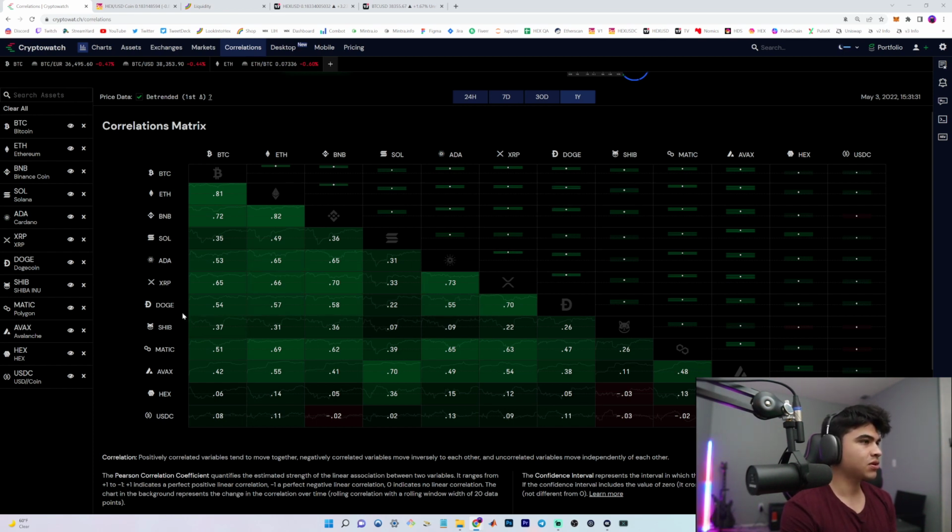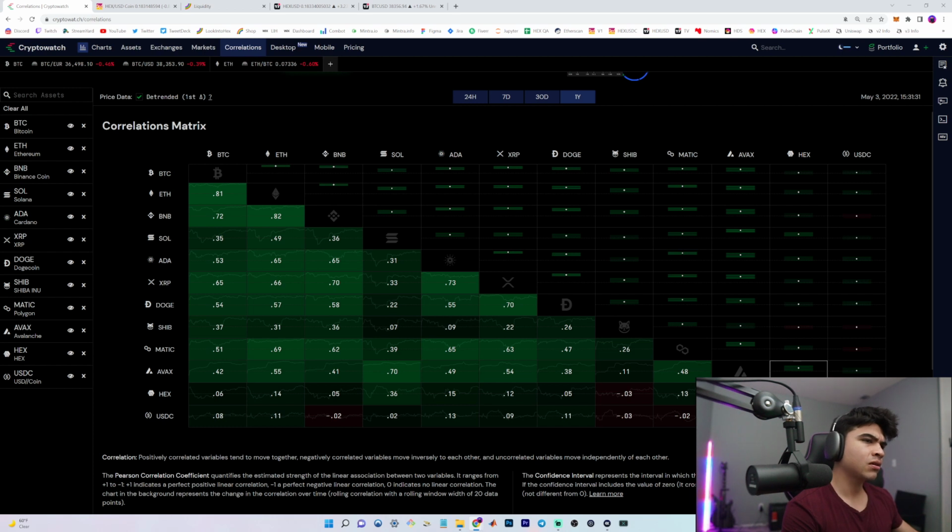High values. And then you get to HEX and look, how correlated is it to Bitcoin? 6%. To ETH, 14%. To BNB, 5%. Doge, 5%. SHIB, slightly negative. So they're closer to zero. It pretty much means they move independent of each other. Something that was interesting is that HEX is slightly correlated with Solana and Avalanche.